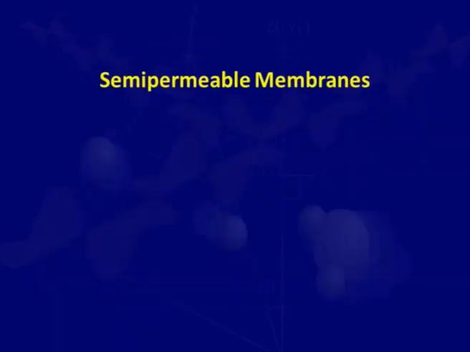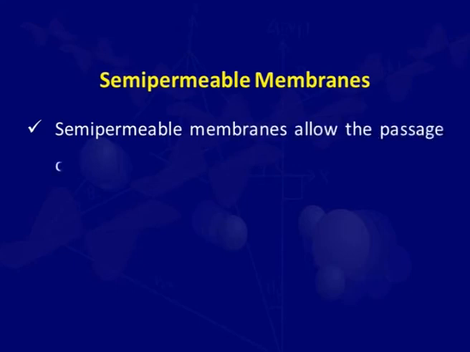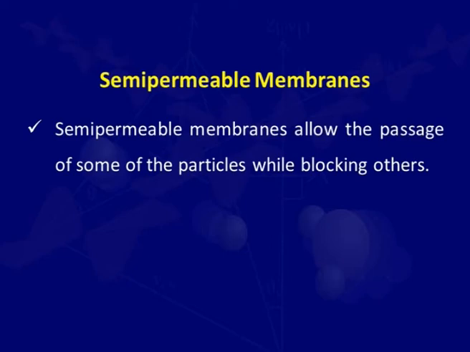Let us discuss semipermeable membranes. Semipermeable membranes allow the passage of some of the particles while blocking the others. There are some naturally occurring semipermeable membranes like cell membrane and egg membrane. There are some synthetic semipermeable membranes also like cupric ferrocyanide and phenol. We can prepare semipermeable membrane in the laboratory.